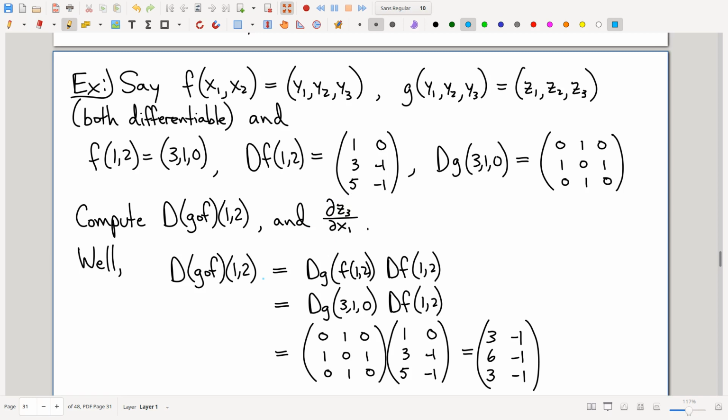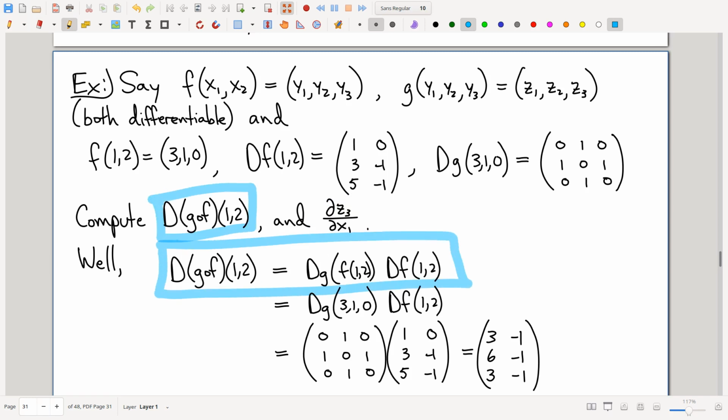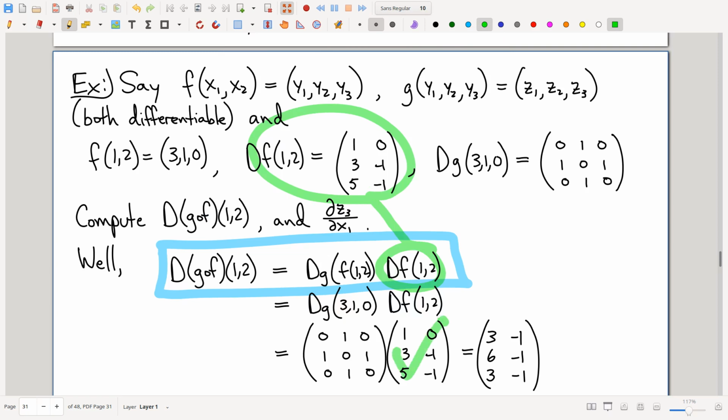Focusing on how to compute the derivative of a composition, notice the very first thing I write down is just straight up recopy the chain rule, the multivariable matrix form of the chain rule. Again, that's immediate. Notice it says I need df evaluated at the point (1, 2). Oh, cool, I was given df evaluated at the point (1, 2). I can just copy that down. Life is good.